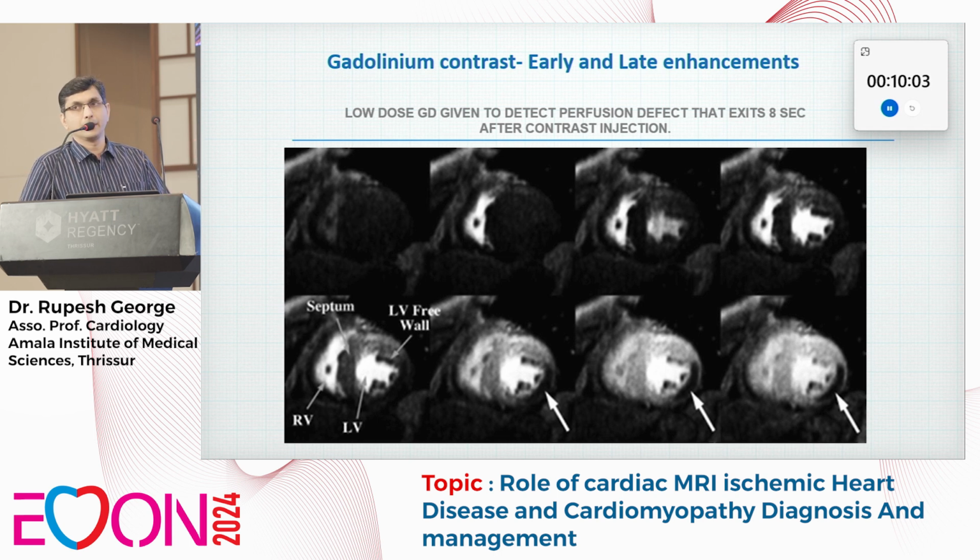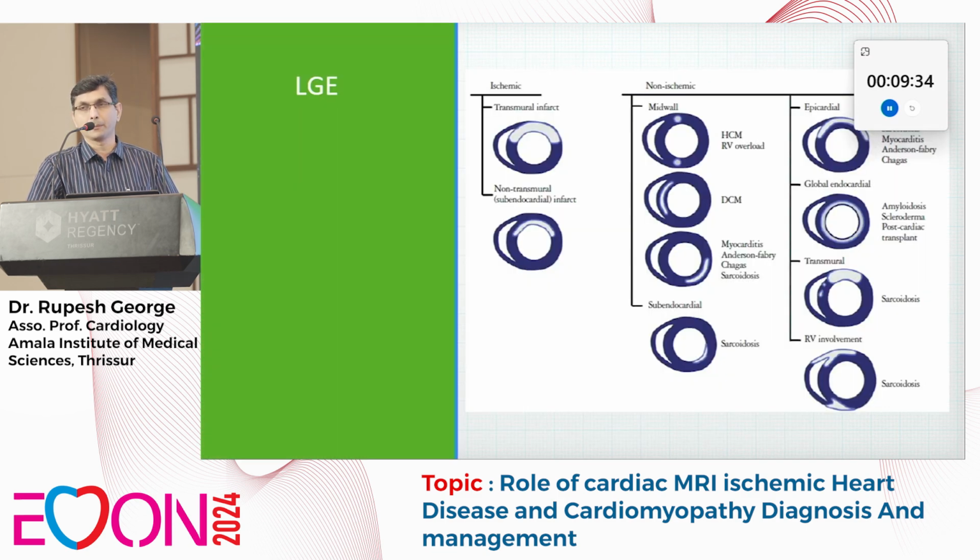And with further beats, once the contrast gets from the LV into the coronary, it will fill the myocardium, and you can see the arrow that has been given in the lower images. That shows that there is an area where contrast has not reached. That shows this is a coronary occlusion or acute coronary syndrome. So a perfusion defect in the early gadolinium enhancement is a feature of coronary occlusions or acute coronary syndromes.